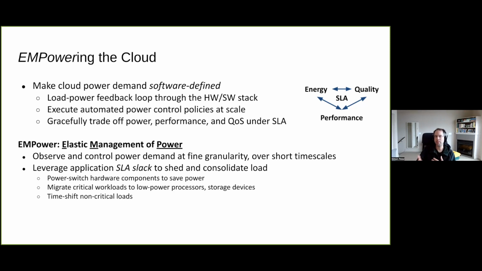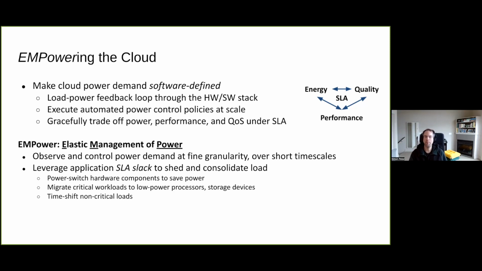And once we have this, we can then build a large-scale power control plane for the data center that can execute automated power control policies at scale, that would then allow us to gracefully trade off power, performance, and of course, quality of service under the SLAs that we have for the applications, in order to modulate our power demands to respond to these different situations that are laid out on the previous slide. And so that is what we're intending to do. We're building mPower, which is short for Elastic Management of Power, which will be this control plane, as well as all the different software and hardware solutions to make this a reality.